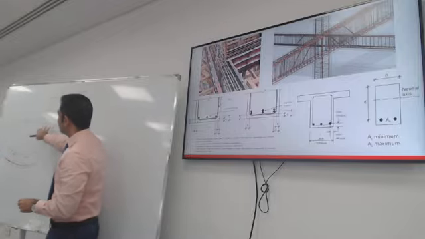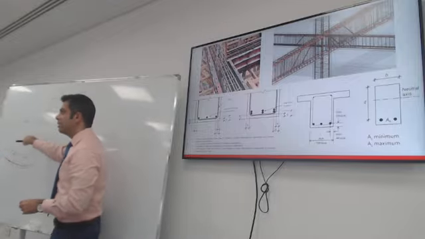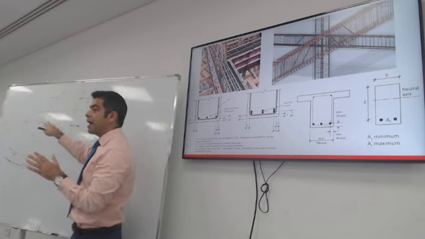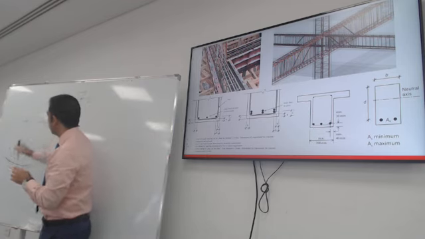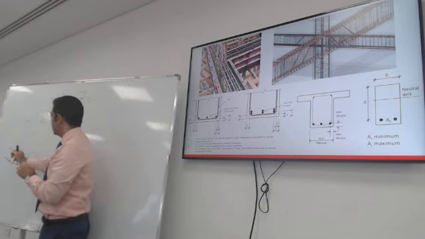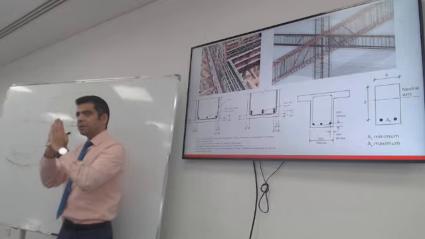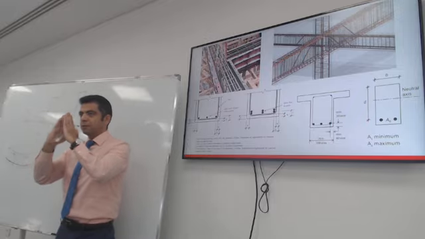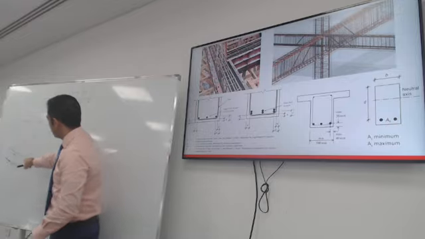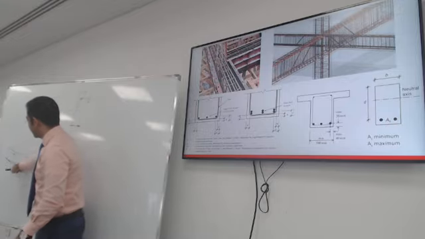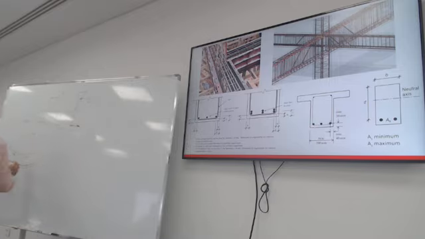So the diagram here is the stress distribution. What very quickly happens is that concrete in tension will pretty much disappear. The reason it will disappear is because there is a physical crack, there is a physical gap. So if you analyze a section at the crack, you'll find that the crack goes all the way to the bottom.